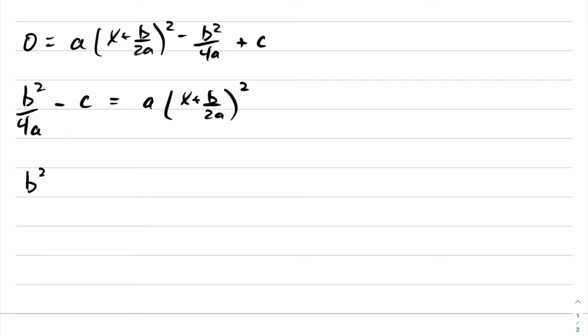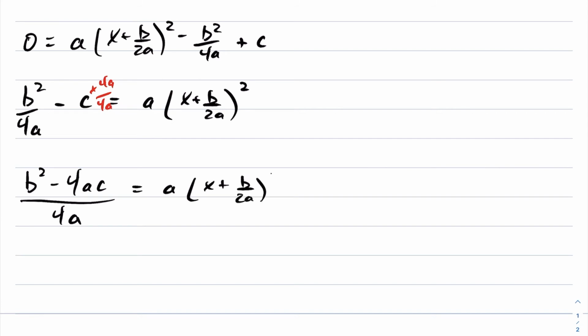Now we're going to go ahead and get a common denominator. So I'm going to multiply top and bottom by 4a. What I did here was I multiplied by 4a and divided by 4a to get a common denominator. Now that I have a common denominator, I can put that all together. And this becomes a times x plus b over 2a, quantity squared.